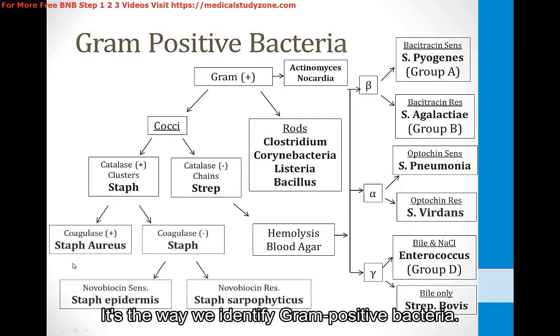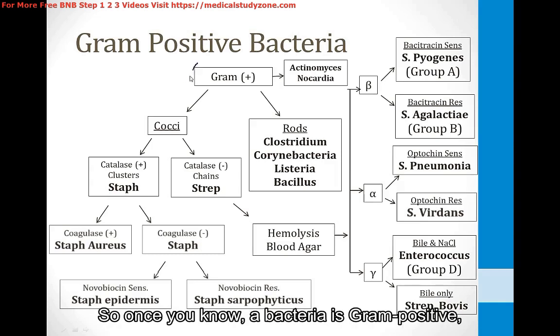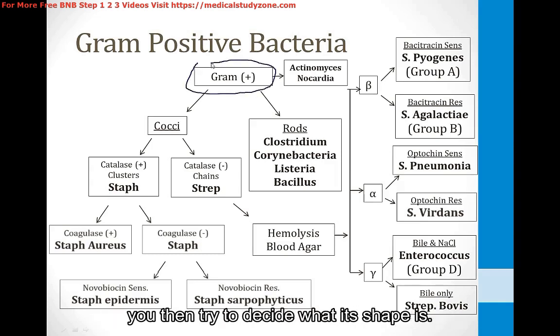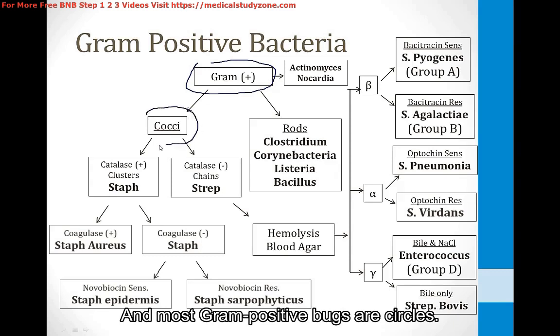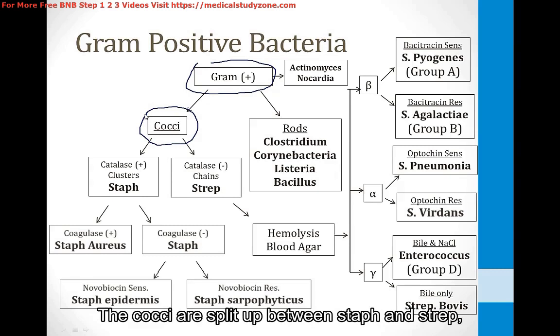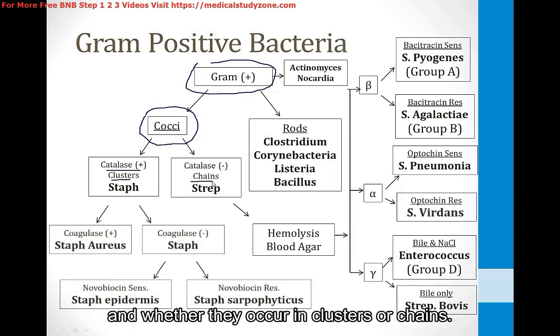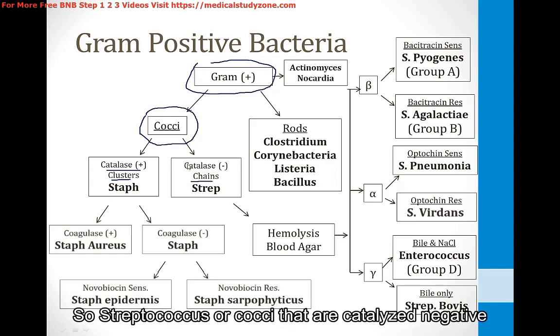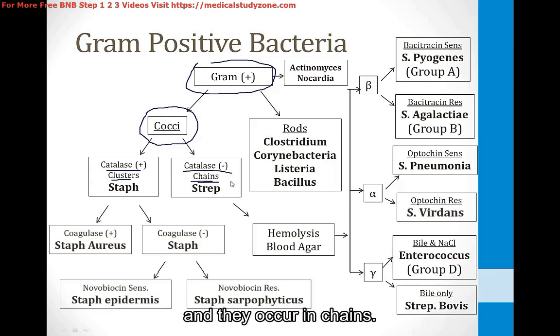So this is a slide that you'll become very familiar with. It's the way we identify gram-positive bacteria. So once you know a bacteria is gram-positive, you then try to decide what its shape is. And most gram-positive bugs are circles. They are gram-positive cocci. The cocci are split up between staph and strep based on whether they're catalase positive and whether they occur in clusters or chains. So Streptococcus are cocci that are catalase negative and they occur in chains.